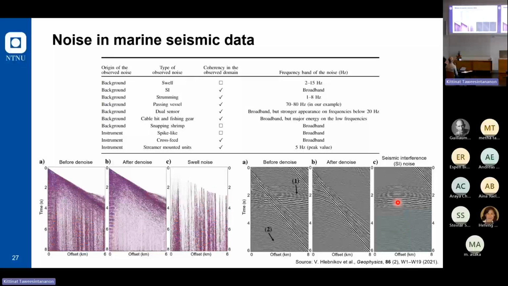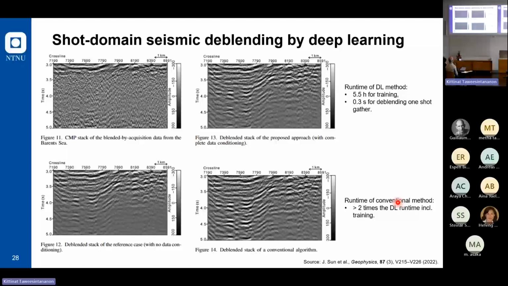So we need a tool to automate the denoising process. This shows a 2022 publication in Geophysics showing a seismic deep blending technique to remove the seismic interference noise, and this just shows the stack image. It is the CMP stack image.